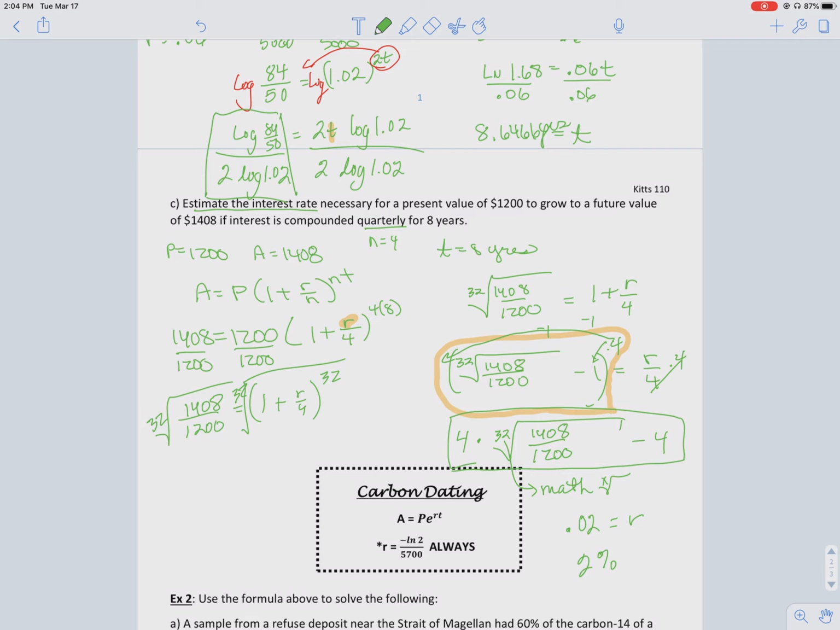So I'm going to stop the video now and let you work on that a little bit, and then we'll come back and do carbon dating and bacteria.